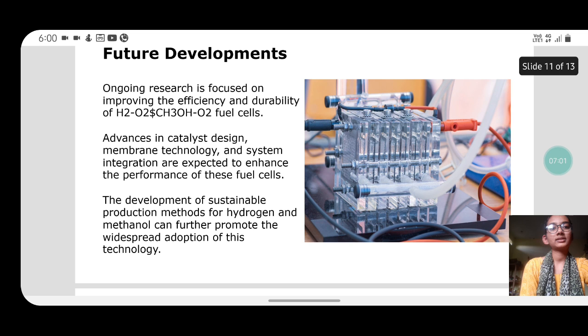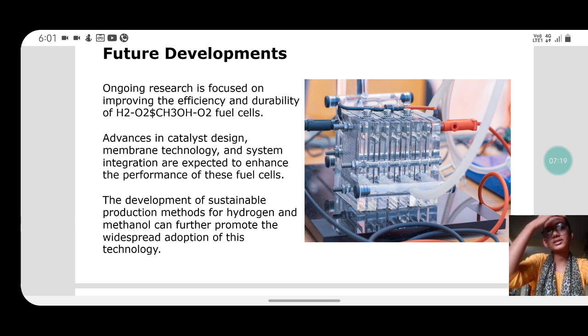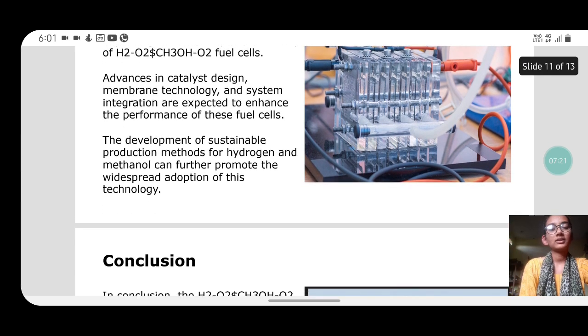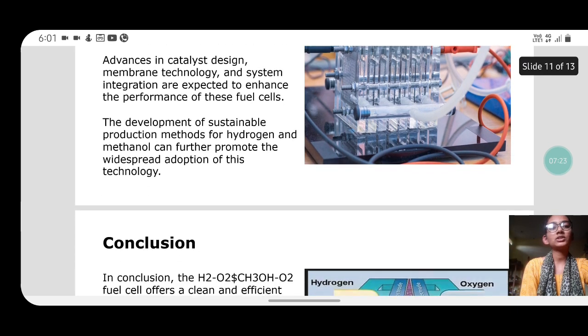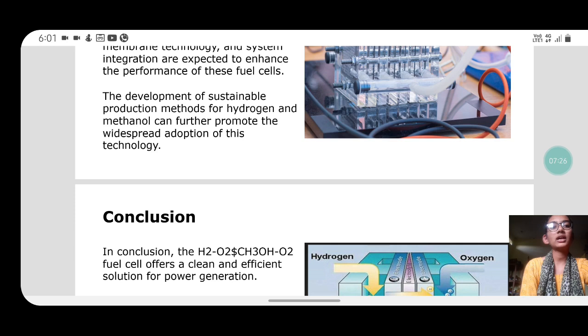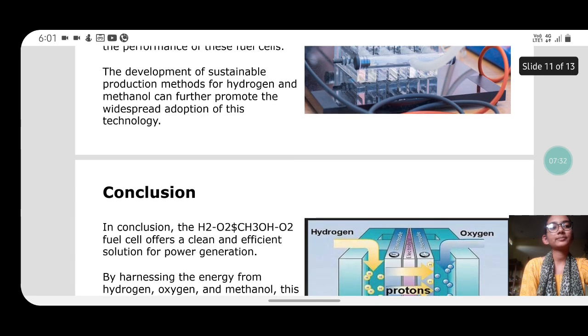Future developments. Ongoing research is focused on improving the efficiency and durability of hydrogen-oxygen and methanol-oxygen fuel cells. Advances in catalyst designs, membrane technology, and system integration are expected to enhance the performance of these fuel cells. The development of sustainable production methods of hydrogen and methanol can further promote the widespread adoption of this technology.